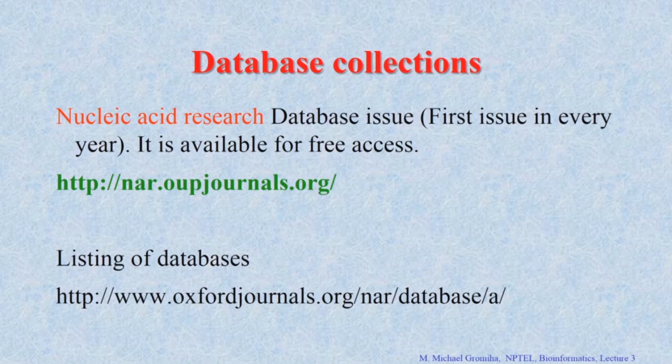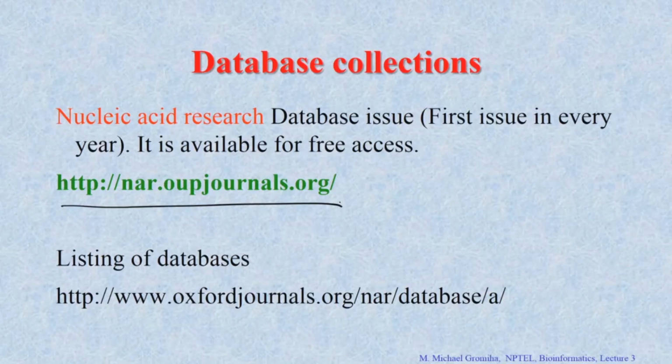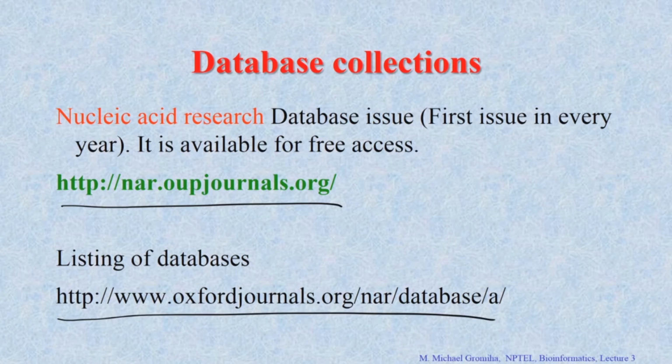There are several databases available in the literature. If you look into the nucleic acid database issue, Nucleic Acids Research publishes one special issue every year. The first issue, in January, is the databases issue. If you look at this NAR website, there is a listing of databases. Currently there are more than 500 databases listed in the NAR database list, and if you go through them, you will get a lot of information.